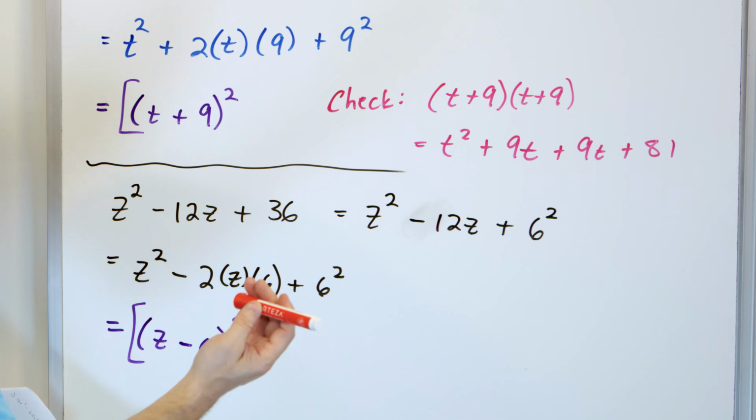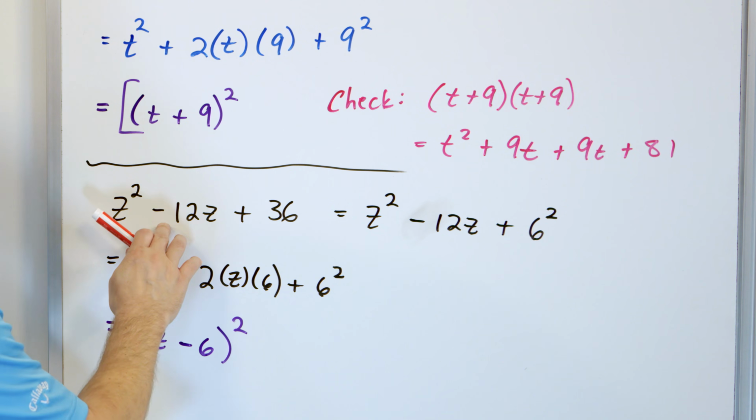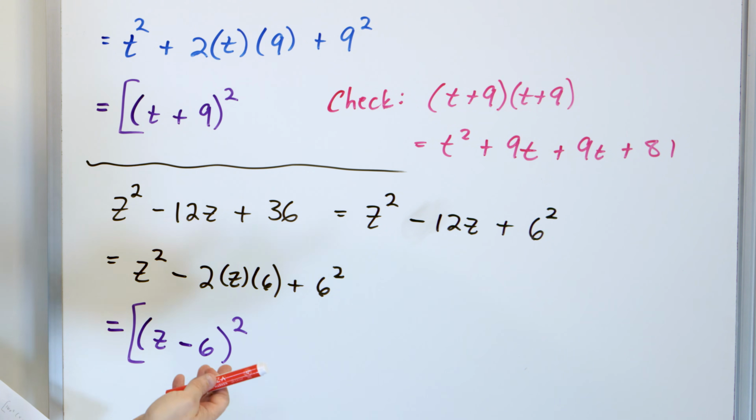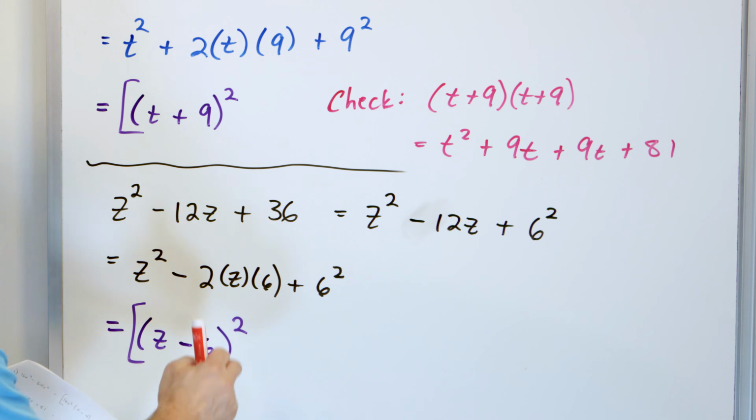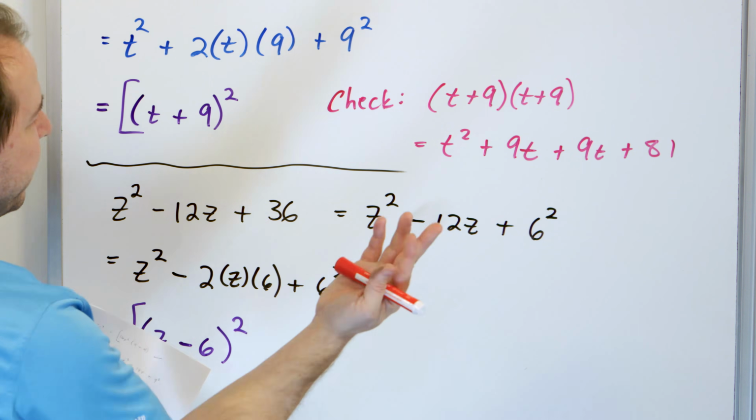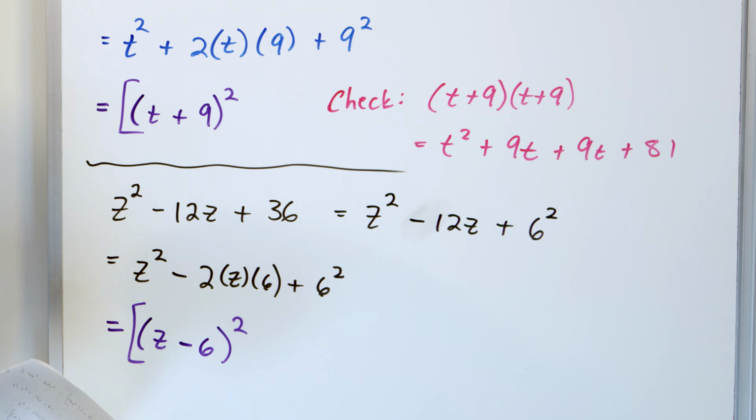So again, just to caution you, this interior term was minus 12z. If it happened to be minus 10z or minus 11z or minus 97z or anything else, then this wouldn't be a perfect square trinomial at all. Or if this last term were not 36, if it were 37, it wouldn't fit the pattern at all.